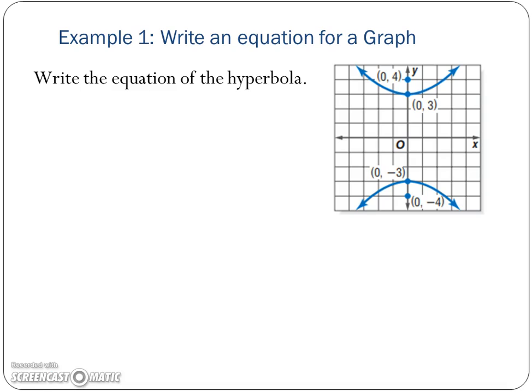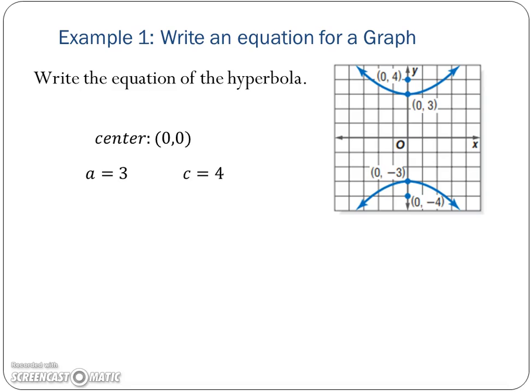So example 1, we're going to write an equation for a graph. Here we have our vertices. They're (0, 3) and (0, negative 3). Therefore, a equals 3. Our foci are (0, 4) and (0, negative 4). Therefore, c equals 4. And our center is at (0, 0) because it's halfway between our vertices, halfway between our foci. So we have a and c.